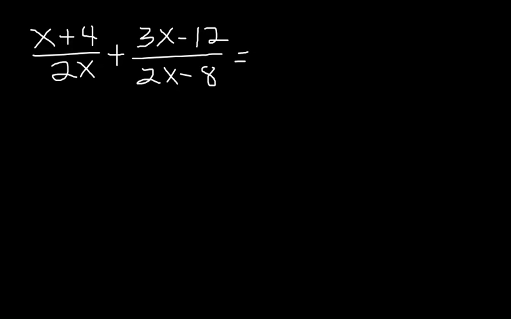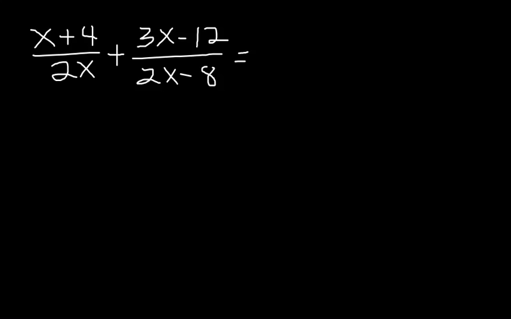In this lesson, we're going to learn how to add together two rational expressions that do not have common denominators. As you can see in the example I give here, one of the denominators is 2x, the other is 2x minus 8. So in order to add together two rationals like this, we have to first find a common denominator.